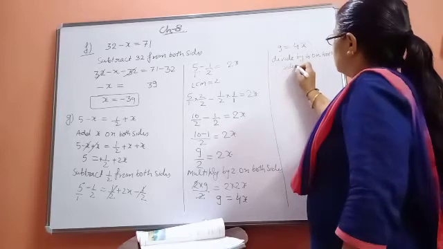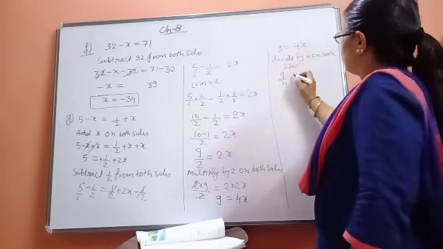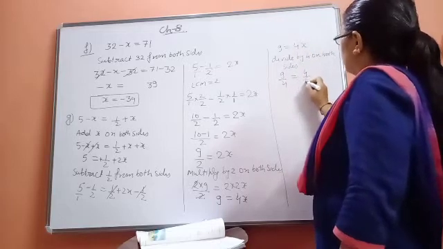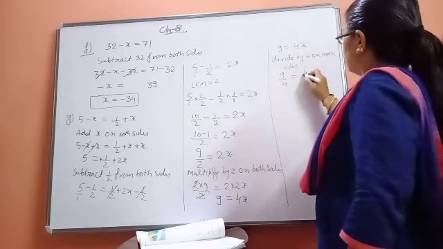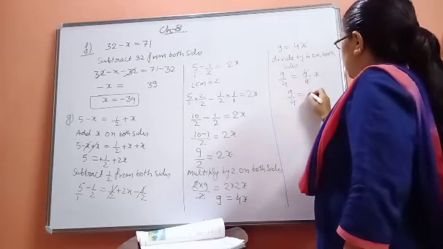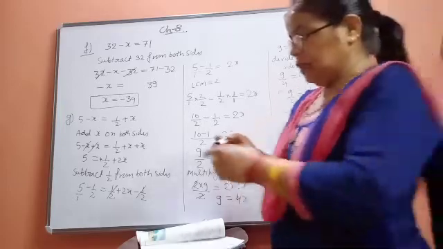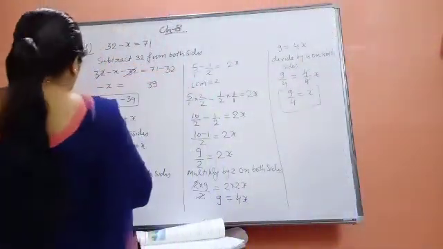So see that now, 9 upon 4, because we want to remove this 4 from here, is equal to 4 upon 4 into x. 4 upon 4 will become cancelled. So now 9 upon 4 is equal to x, and this will be the value of x. So see that, beta, in this way you will do the question. See how I have done.